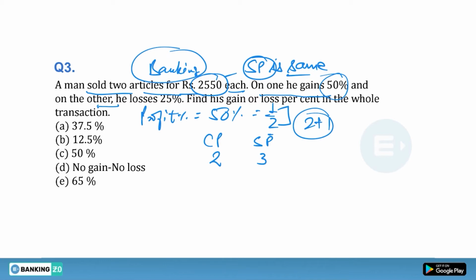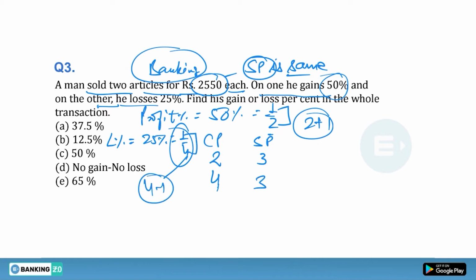And on the other, that means on the other article, he loses 25%. So now there is a loss percent. Loss percent is what, guys? 25%. The value of 25% is what? Fraction value is 1 by 4. That means 4 will be what? 4 will be CP, and SP will be what, guys? 4 minus 1, that means SP.